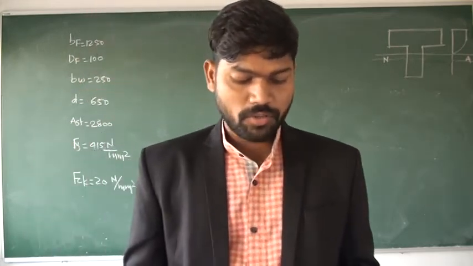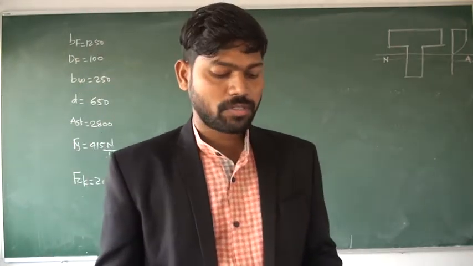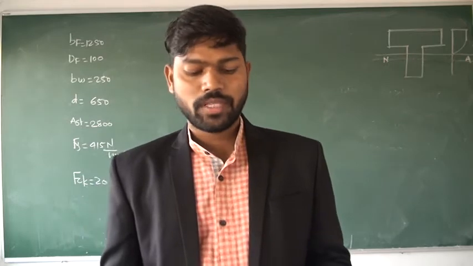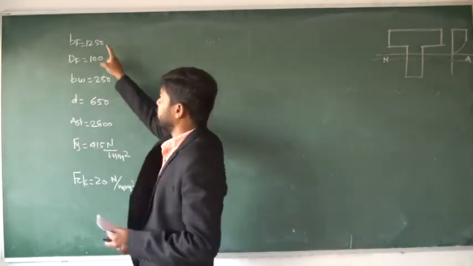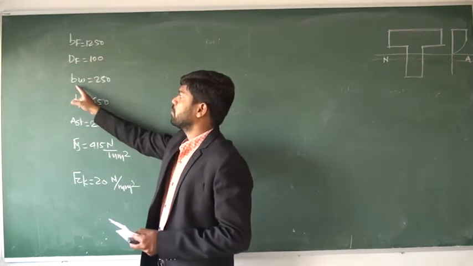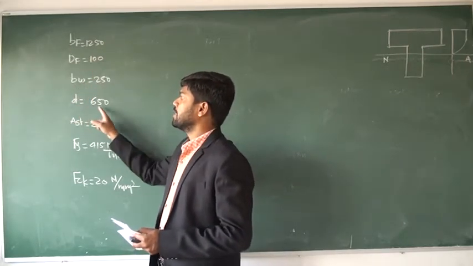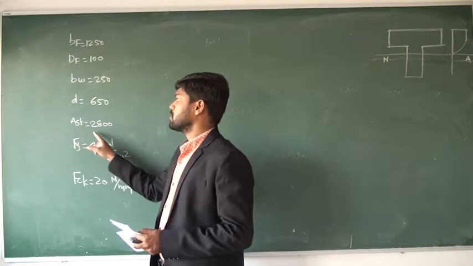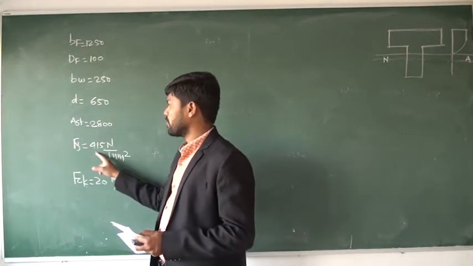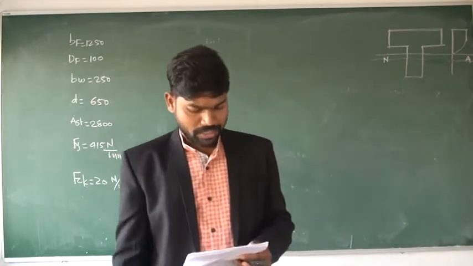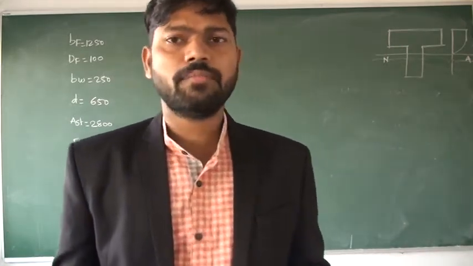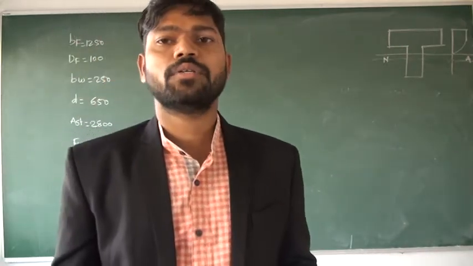Find out the moment of resistance Mu of T-beam with the following data. See, the data is given: Bf is equal to 1250, Df is equal to 100, Bw is equal to 250, d is equal to 650, Ast is equal to 2800, Fy 415 and Fck 20 Newton per mm square. All the relevant information is given. We just have to find out the Mu value.